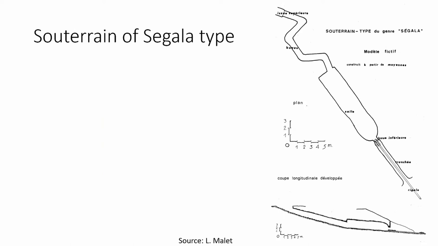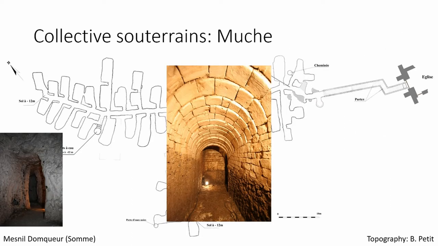We have finally another type of souterrain, much more located in the Tarn area, which is called the Segela type. And this is built in the tollway in the valley. And you have an entrance here leading to a small room here. And here you have a second entrance, which is most of the time closed afterward. I will come back to these souterrains also. There is a small problem here.